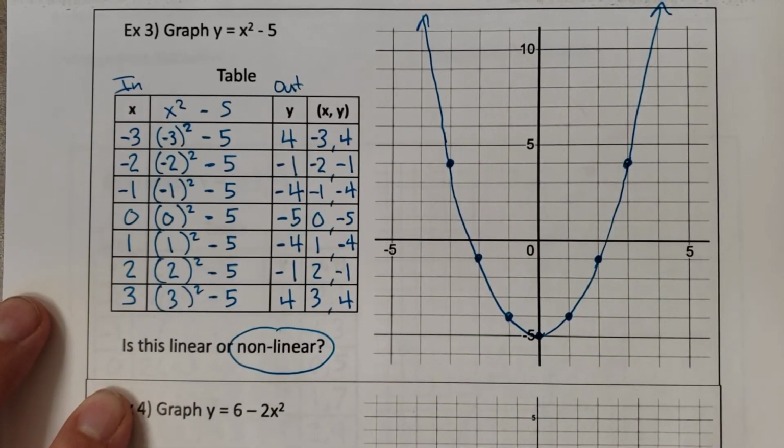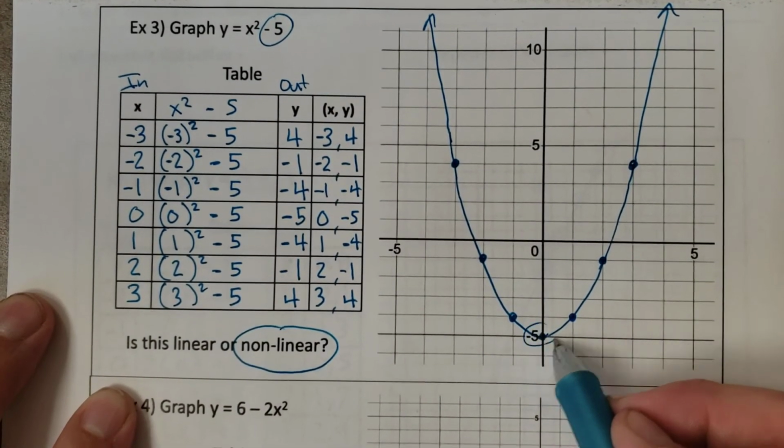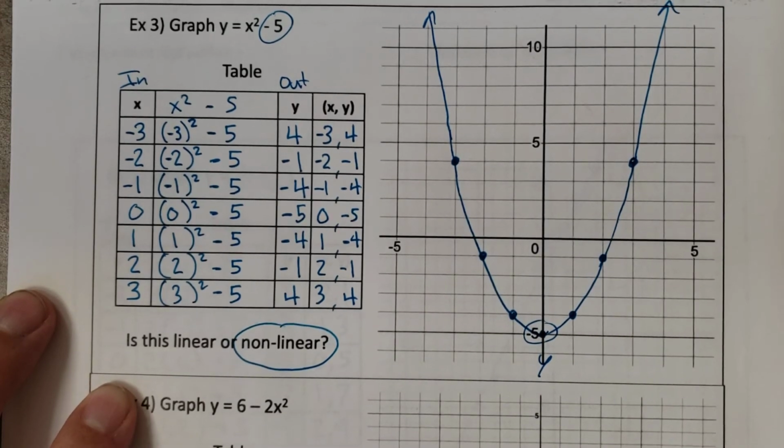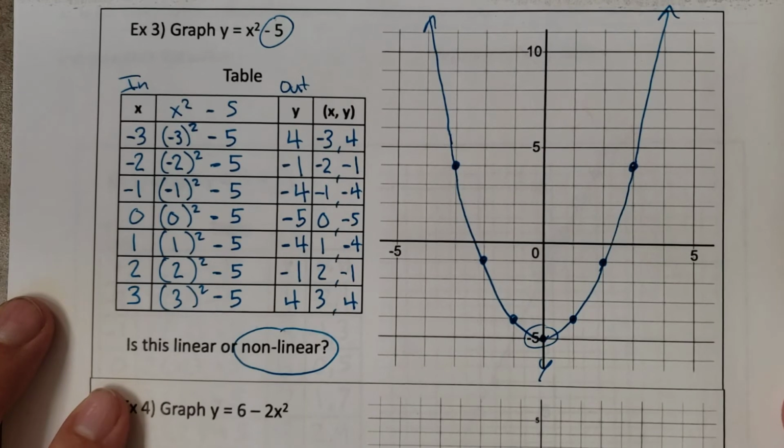All right, so some fun things about this one. Again, look at this -5 right here. There's a -5 right there on our y-axis. The y-intercept is -5, and there was a -5 in our equation. Interesting how that works out.